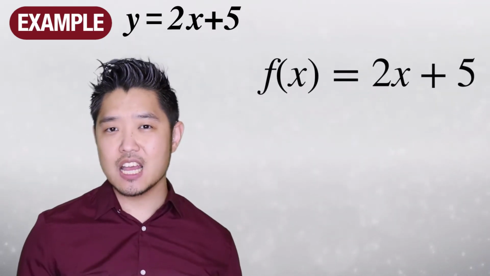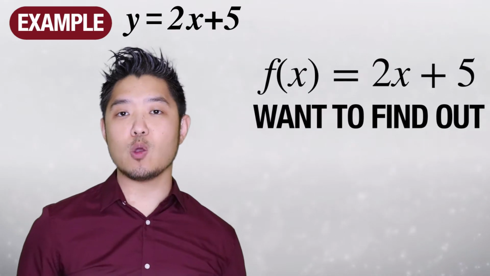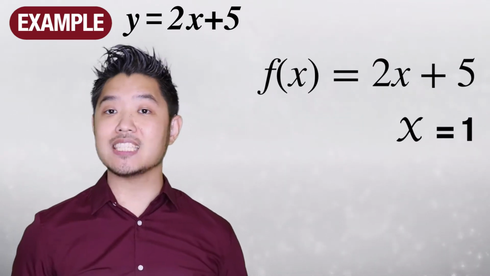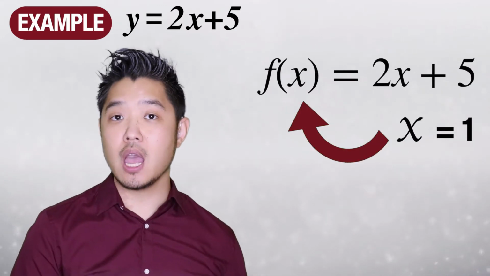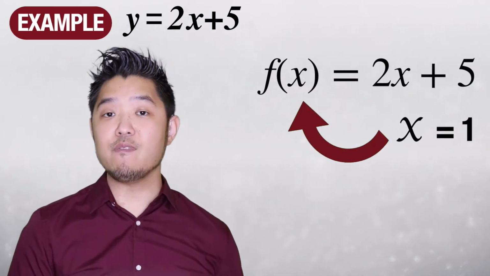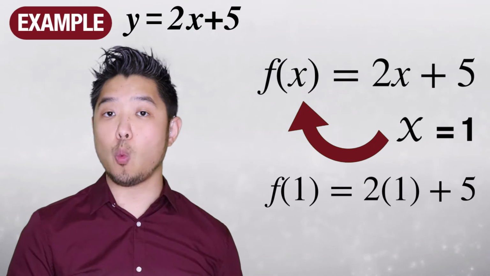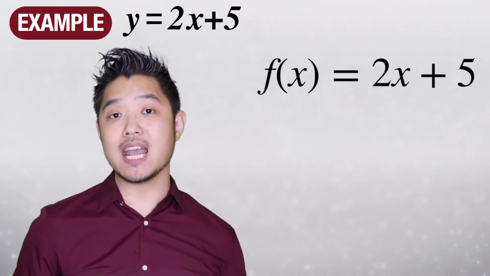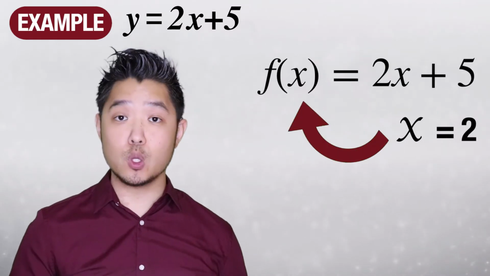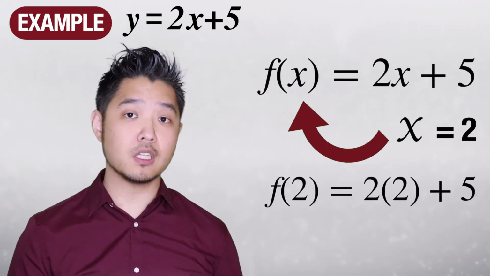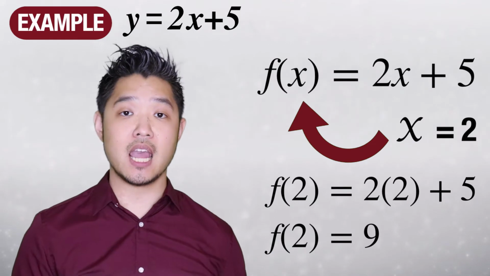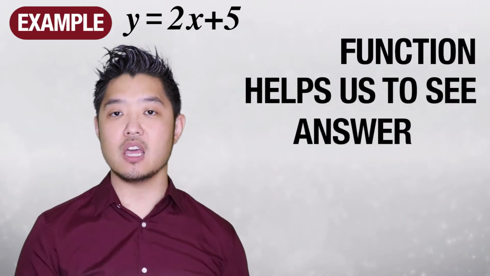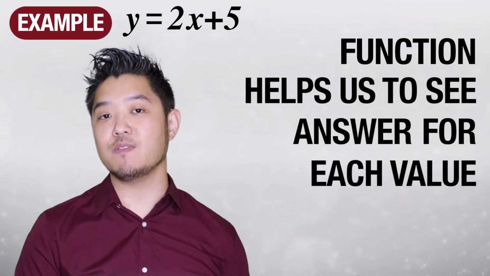Why do we do this? Let's say that we want to find out the value of the equation when x is equal to 1. Just replace x equals 1 into the function and we can get the answer easily. f of 1 is equal to 2 times 1 plus 5 and we have 7 as the answer. What about when x is equal to 2? f of 2 is equal to 2 times 2 plus 5 and we have 9 as the answer. So you see, function helps us to see the answer clearly for each input of x value.